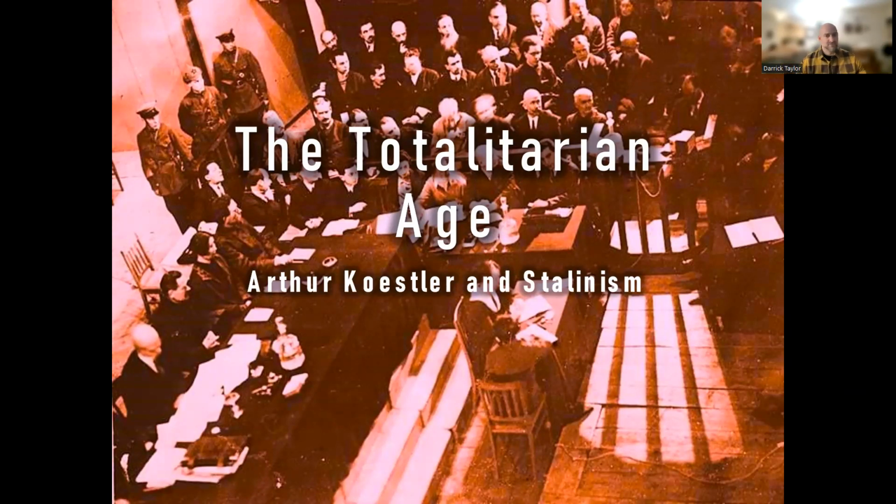And this is a lecture for you guys on the text for this week, Arthur Koestler's Darkness at Noon. So I'm calling this the Totalitarian Age, Arthur Koestler and Stalinism. And if you don't know, I'll go over the book in a second. It's a sort of fictionalization of events that actually happened in the Soviet Union in the 1930s.